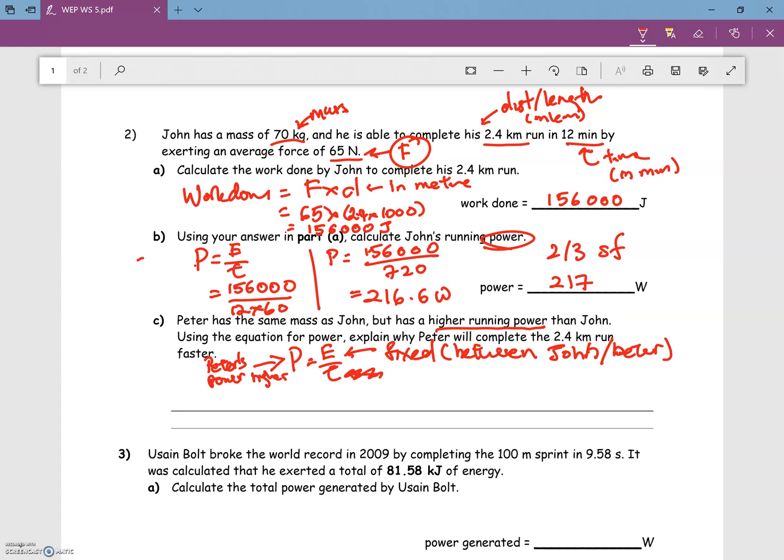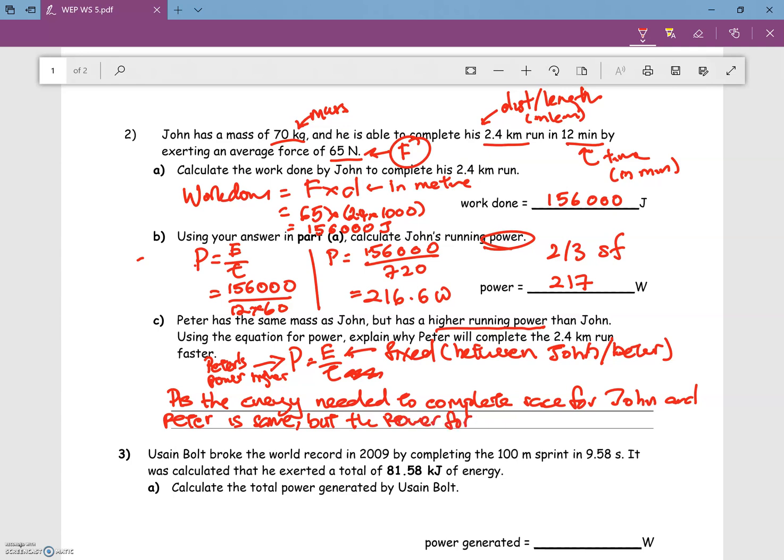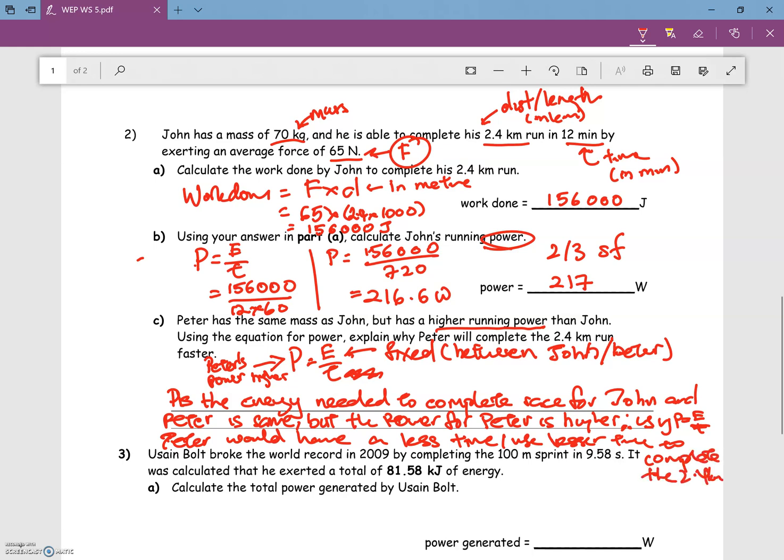So how to explain? As the energy needed to complete the run for John and Peter is the same, but the power for Peter is higher, therefore, using P equals E over T, Peter would have a lesser time, or use lesser time, to complete the 2.4 km. Okay, so that's for question 2.